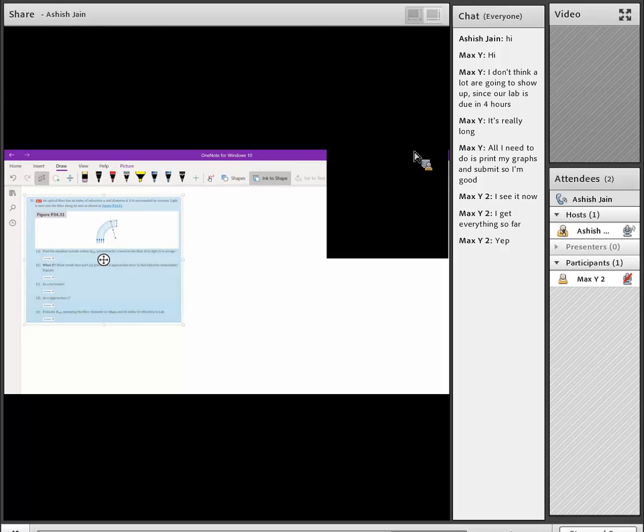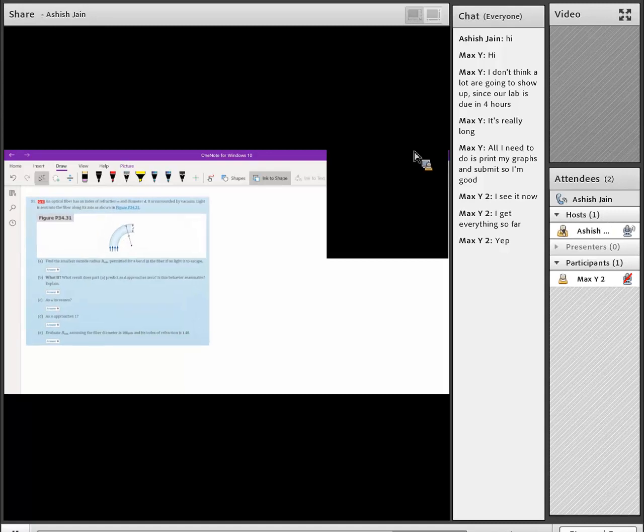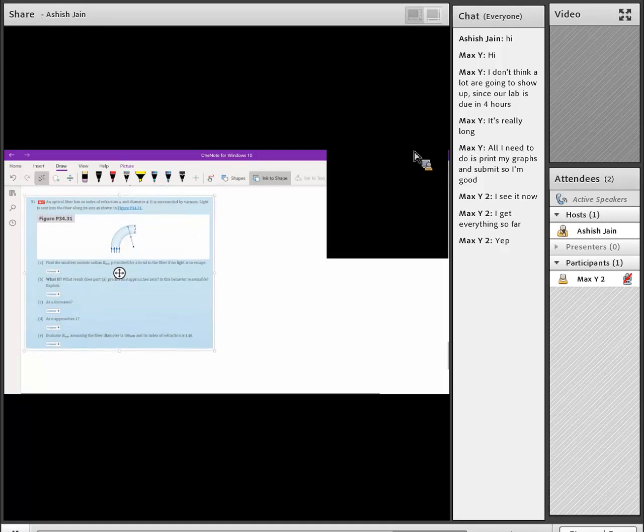Perfect. So, an optical fiber has an index of refraction n and diameter d. It is surrounded by a vacuum, and light is sent into the fiber along the axis as shown. Find the smallest outside radius, or minimum permitted, for a bend in the fiber if no light is to escape.